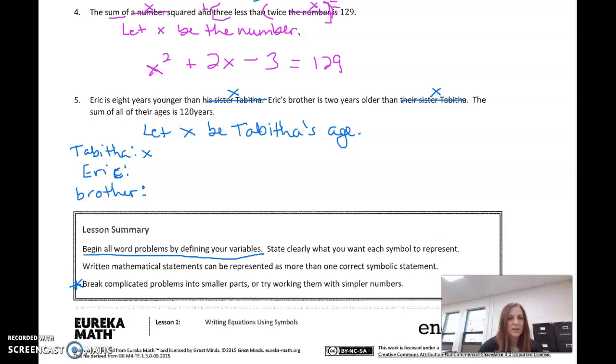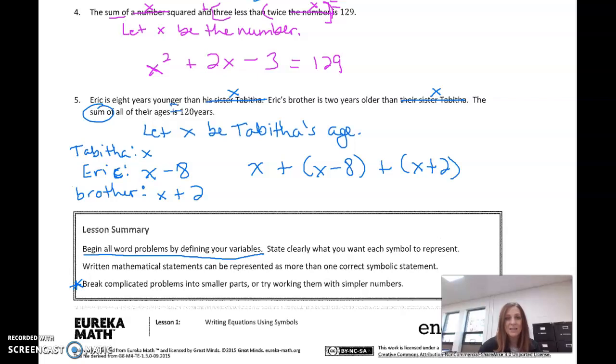All right, so Eric is 8 years younger. So if his sister is 30, he's 8 years younger. He's 22. So whatever his sister Tabitha's age, minus 8. Eric's brother is 2 years older than X. So if you're 2 years older, we're adding 2. Then we have the sum. Sum means to add. So I'm going to add all these together. Tabitha's age plus Eric's age. Again, you don't need the parentheses. Plus the brother's age. When you add all those together, it is 120.